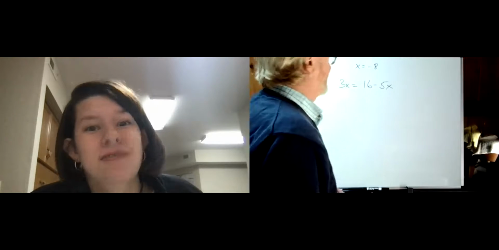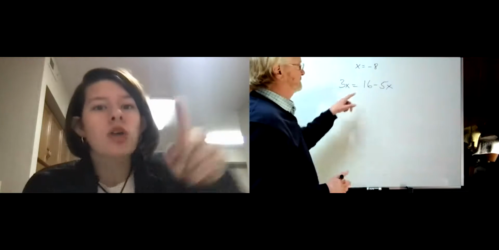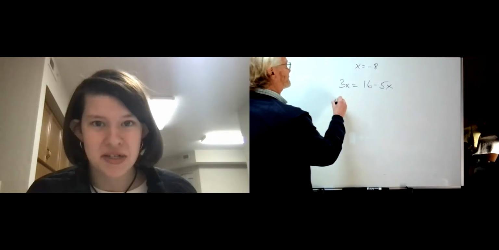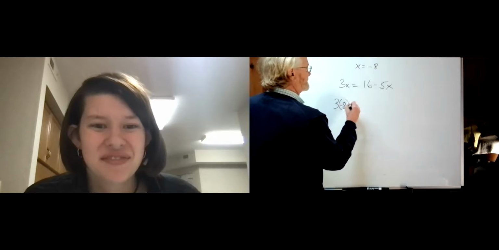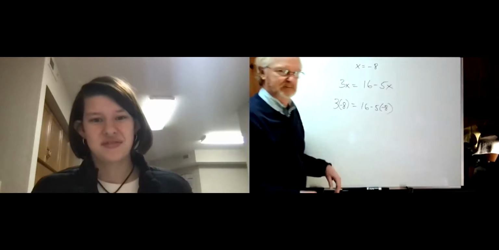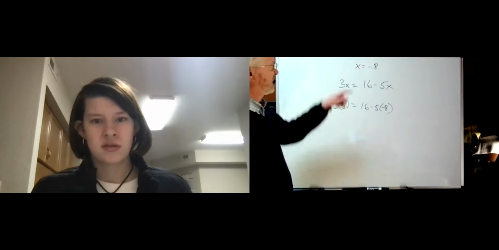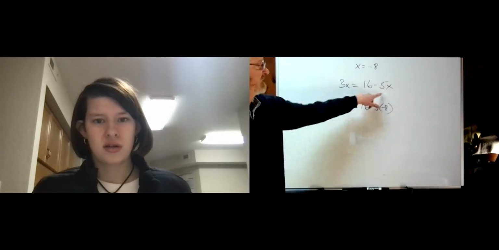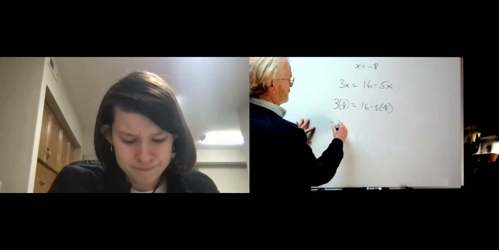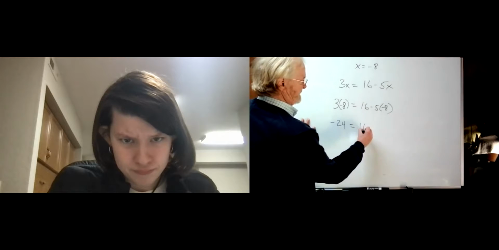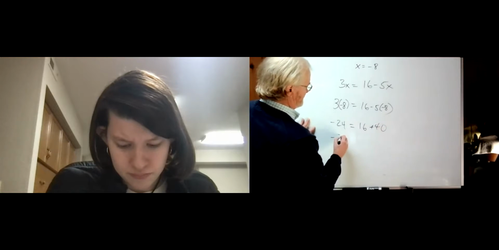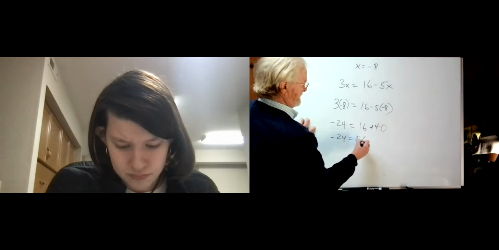All right. So this is saying, oh, so x equals -8. Okay, that was my question. I didn't understand. Yes. So this is saying if I put in a -8, is it true? Put a -8 in for both the x's. And now, what is that? -24 and 16 minus is plus 40. Does -24 equal 56?